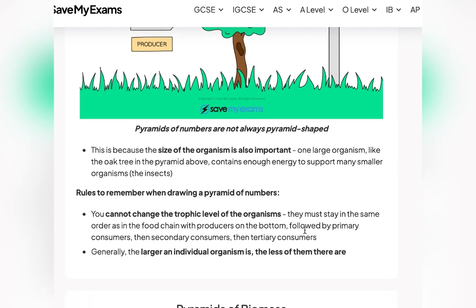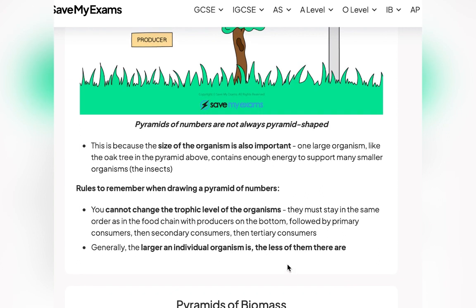You cannot change the trophic level of the organisms. They must stay in the same order as in the food chain, with the producer on the bottom. Okay? The producer must be at the bottom of the pyramid, followed by the primary consumer, followed by the secondary consumer, followed by tertiary, quaternary, and so on and so forth.